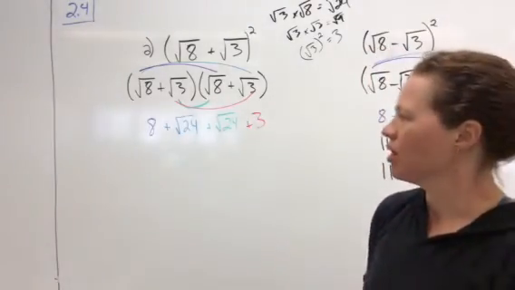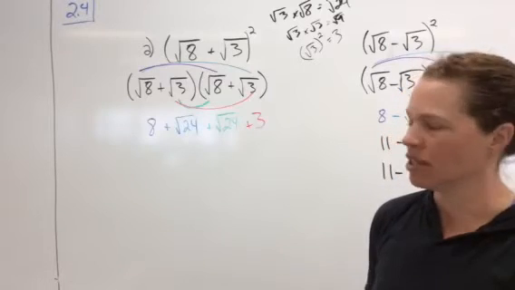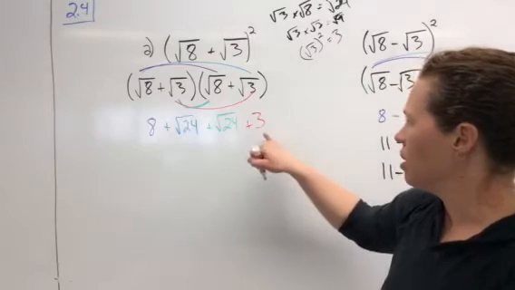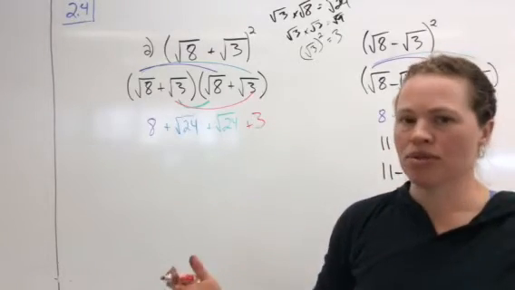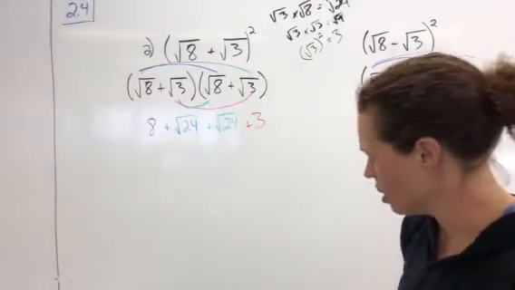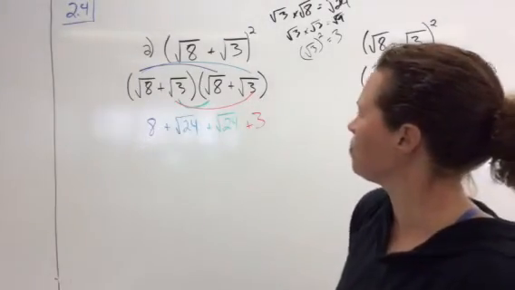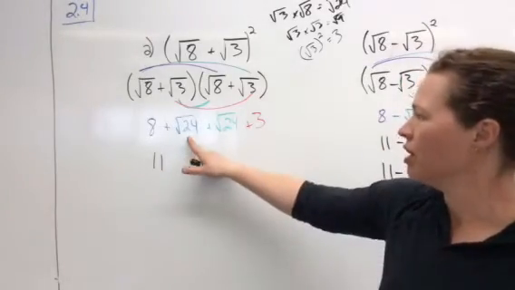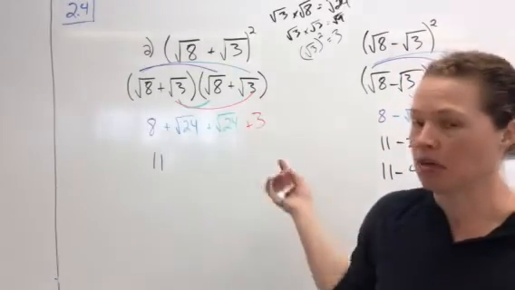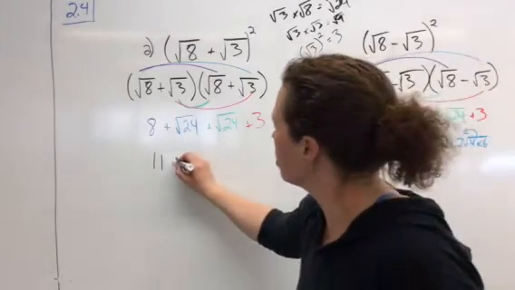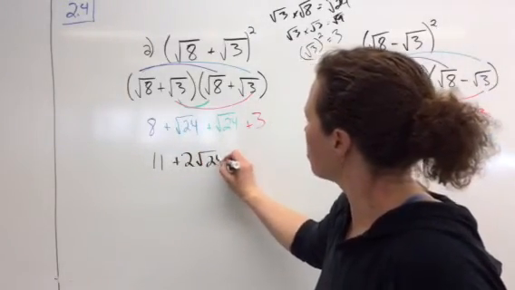Now this one's kind of weird because we're going to be collecting terms that we don't normally collect. The first and the last terms are just numbers, so that means that we're going to add them. So 8 plus 3 gives us 11. And if I have one root 24 here and another root 24 here, how many roots do I have? I have 2. So that's going to give me 2 root 24s.